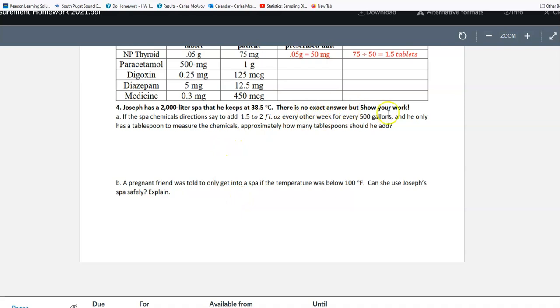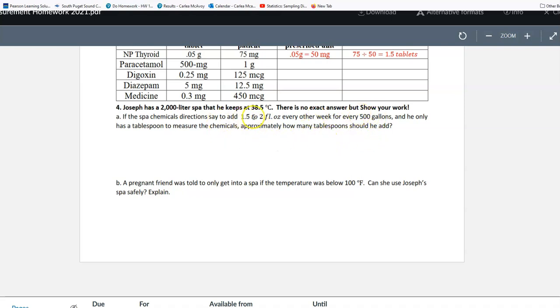Okay, there's no exact answer to this one. This person has a 2,000 liter spa, and the directions on the chemicals say to add 1.5 to 2 fluid ounces for every 500 gallons. So we've been given the spa in liters. The first thing you want to do is change the liters into gallons so that you can compare correctly, because the directions are saying that.